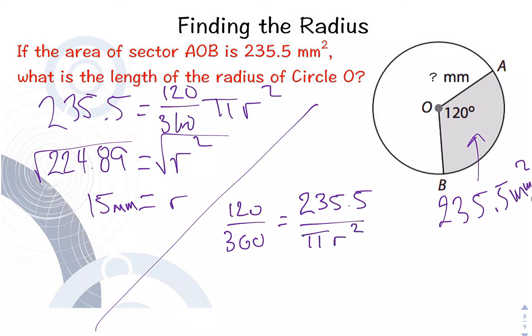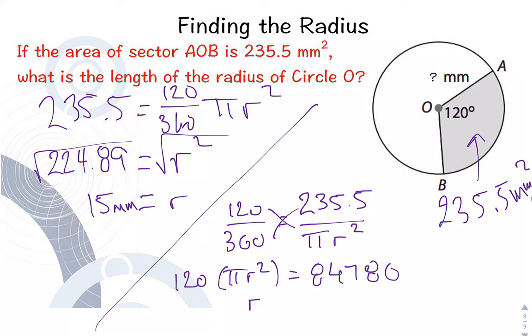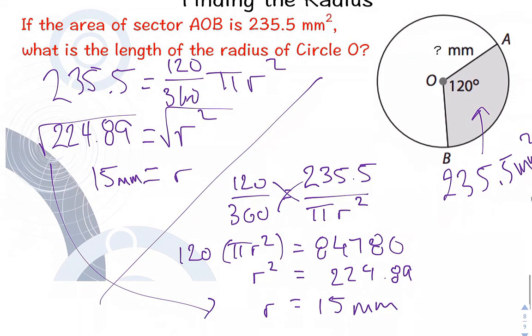Okay, so again, I could cross multiply here. So then I have 120 times pi r squared, and then I have 235.5 times 360, and I get 84780. Divide by 120, also divide by pi, and then I end up with r squared is equal to 224.89, which, hey, look at that guy. So then I end up with r is equal to 15 millimeters. Okay, so I could work backwards as well.